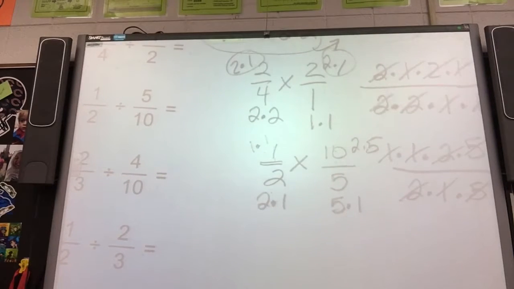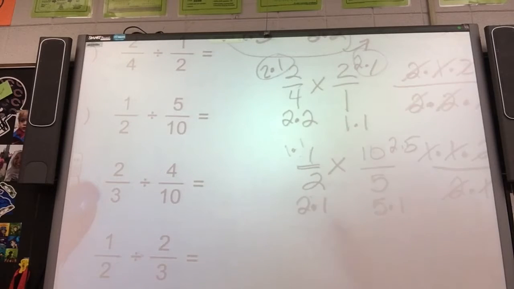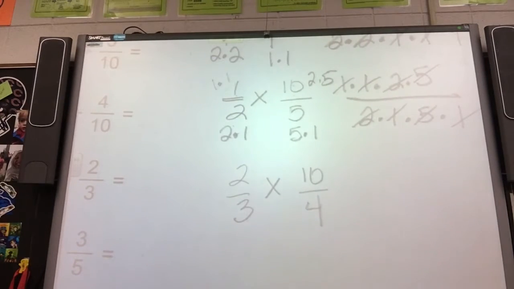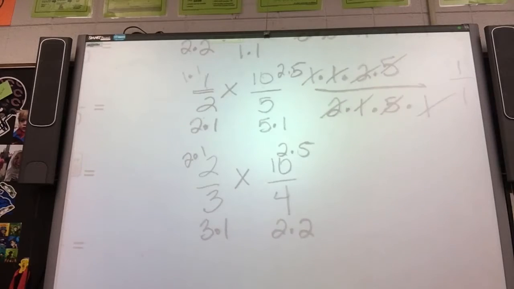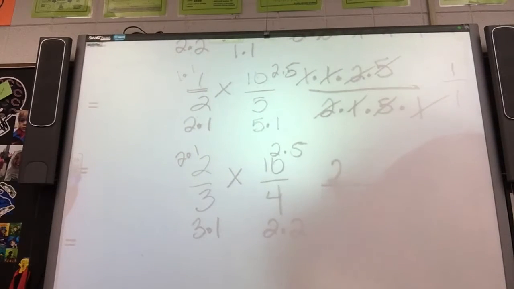All right. I'm on number 5. 2/3, keep it, change it, flip it, right, the reciprocal. All right, 2 times 1 is 2, 2 times 5 is 10, 3 times 1 is 3, 2 times 2 is 4. 2 times 1 times 2 times 5. 3 times 1 times 2 times 2.